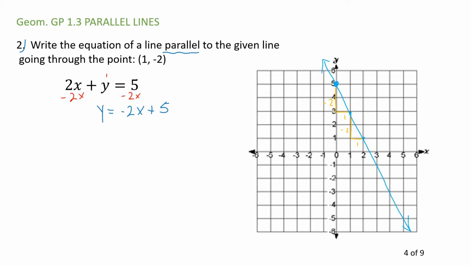Well, I need an equation of a line that's parallel to it. First thing, you need the slope. The slope must be the same. Now I need to find the y-intercept. I'm going to find the y-intercept by plugging it into the formula that I remember.